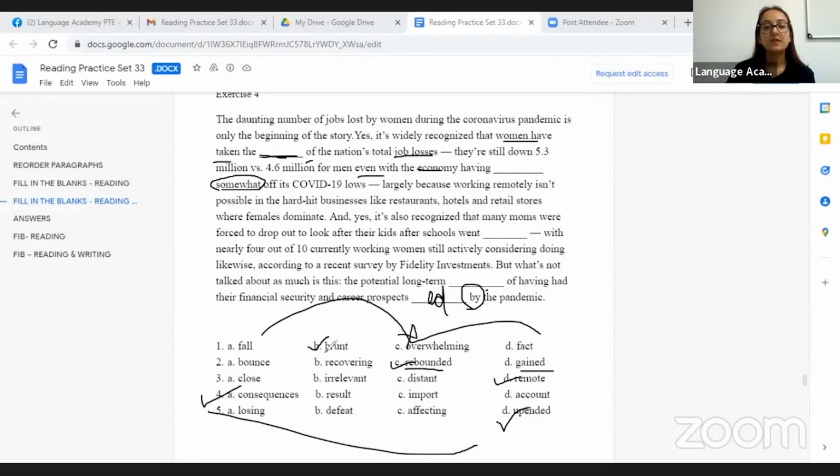So the first one is brunt, based on the elimination method. Second, based on grammar, having rebounded. Having rebound is not right. The ed form is what we need. Remote learning is online learning, based on context.